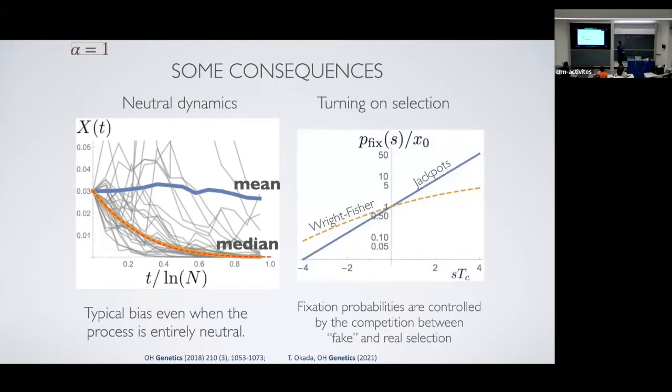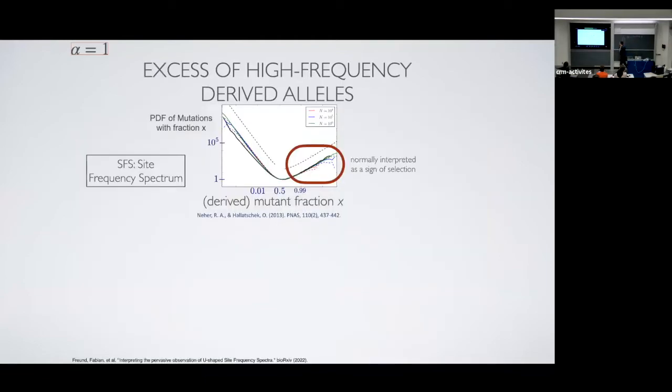If you turn on selection, you can ask, what's the probability of fixation? Here shown on a log linear scale as a function of the selective difference. Here the dashed line is what you would expect for the Wright-Fisher case, which has here some curvature, but on this log linear scale, for the case of this broad offspring distribution with alpha equals to 1, is just exponential in S.